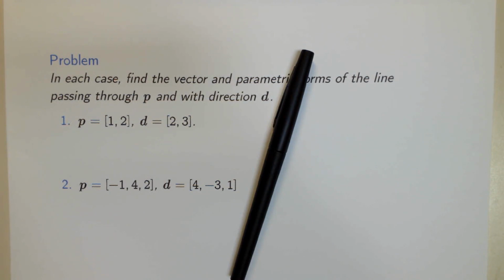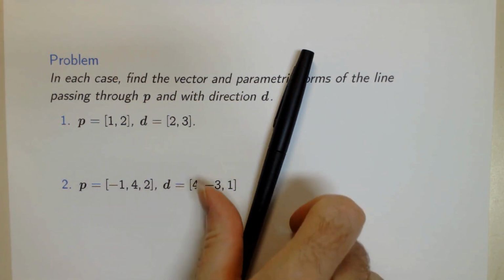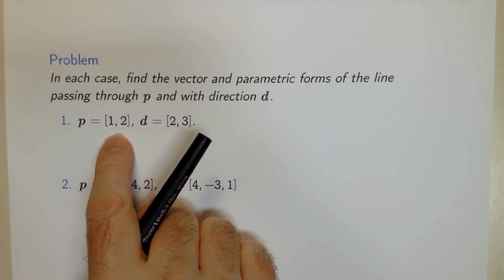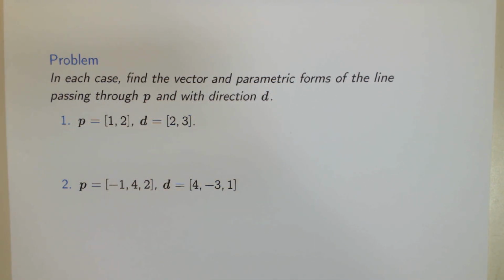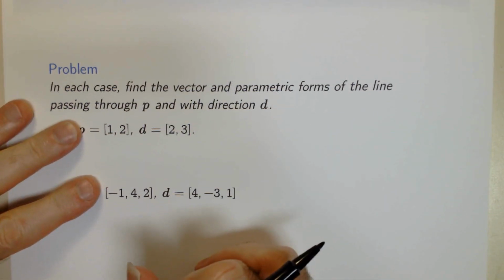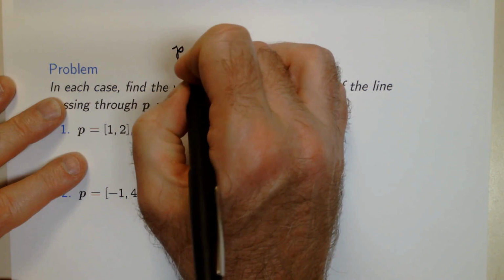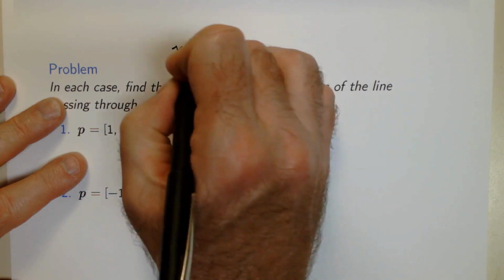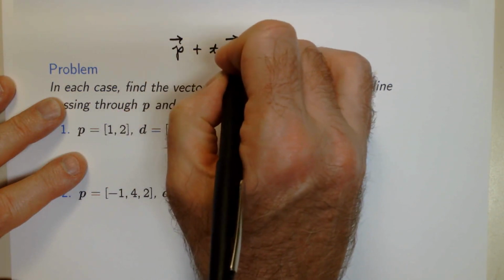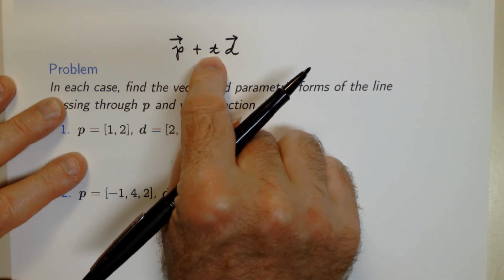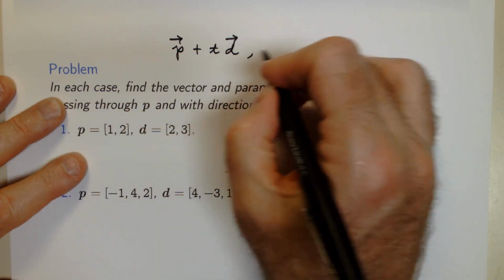All right, welcome back to the document camera. Let's work parts 1 and 2 of this problem. In each case, find the vector and parametric forms of the line passing through the vector p with the direction d. All right, now we know that in general, let's write it up here, the line is going to have an equation of the form p plus t times d, where t is a parameter. We can set that value of t to be any real number.